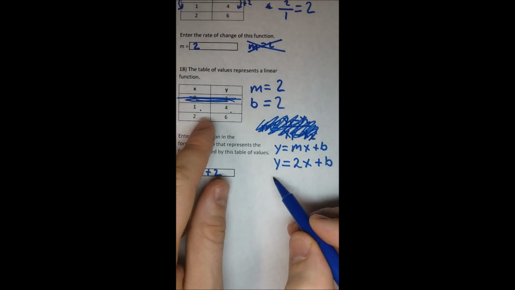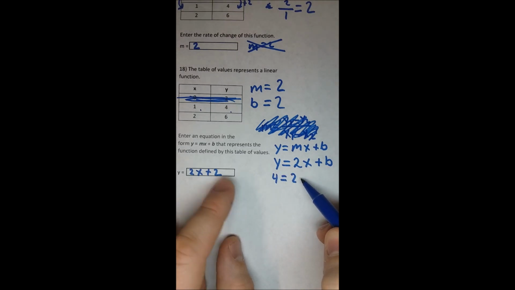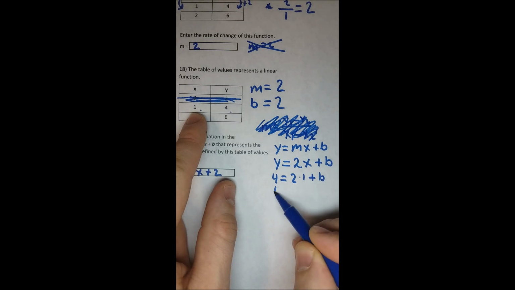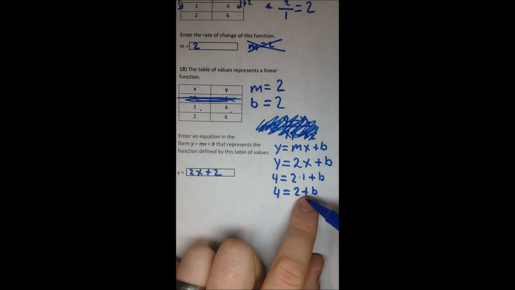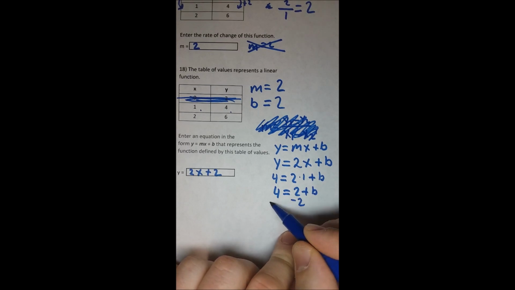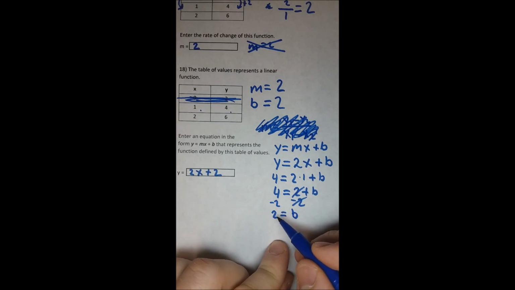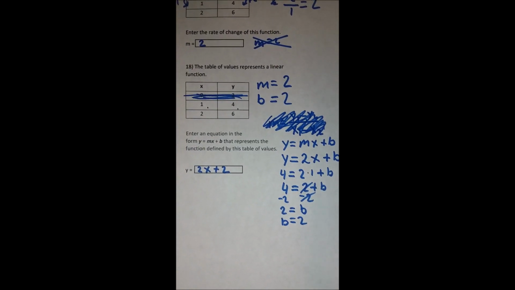Instead of y, guess what we're going to write down? 4. 4 equals 2, and x is 1, times 1, plus b. So 4 equals 2 plus b. Now we've got to solve it for b. Subtract 2 from both sides. 4 minus 2 is 2 equals b, or simply put, b equals 2. That's how you get b equals 2 in here, and there goes your equation. And that's it.